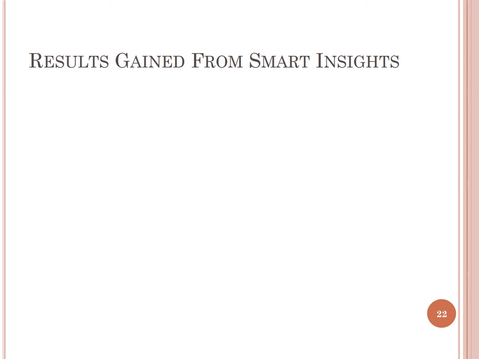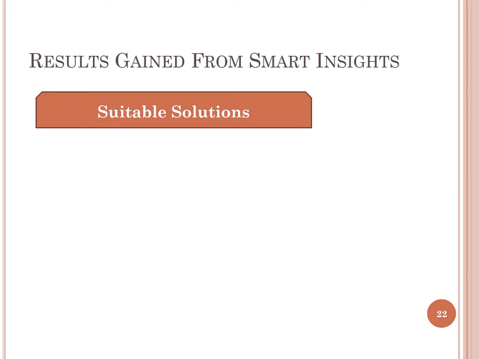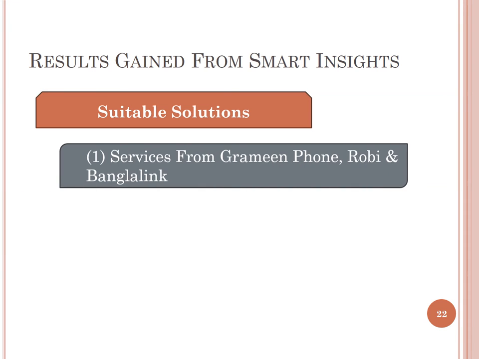Now, we have found the results that we have been working on. First, the startup company should select mobile phone operators such as Grameenphone, Robi, and Banglalink. They should provide SIM cards, internet service, and mobile banking.